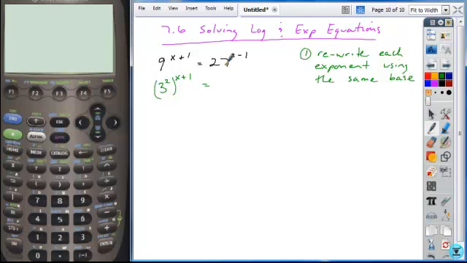Can you do the same thing with 27? Is 27 a perfect power with a base of 3? 27 is 3 cubed. Okay, so there's your first step. You rewrite each exponent so it's written in terms of the same base.